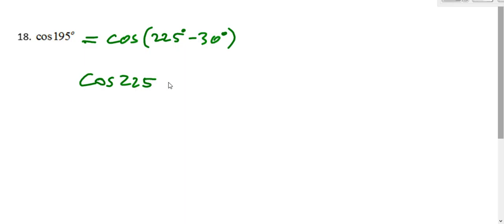So now 195. You come up with two angles from the unit circle that equal 195. So that's 225 minus 30 is 195. And the formula for cosine is cosine, cosine, sine, sine. Plus sine, sine.